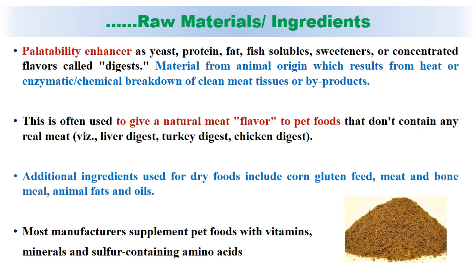Further, additional ingredients used for dry pet foods are corn gluten feed, meat meal or bone meal, then animal fats and oil. So these are the other additional ingredients from animal origin: meat meal, bone meal and fats. And most manufacturers, to complete the nutritional requirement for pet food, will add vitamins, minerals and some sulfur containing amino acids or other amino acids. So that makes it nutritionally more suitable for dog nutrition.